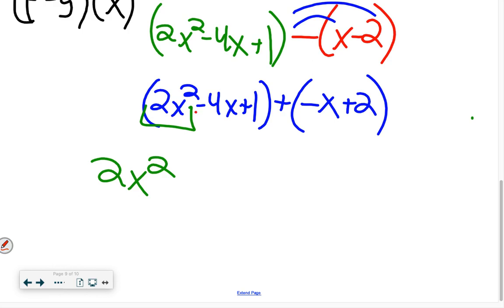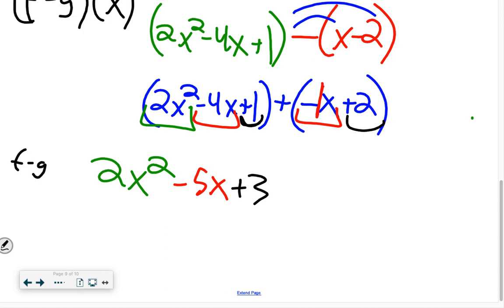Now you have a -4x and a -x. Remember, this could really be a -1x. So -4x minus 1x is -5x. And last but not least, you have a +1 and a +2. So that becomes a +3. So that would be f minus g of x. Okay?